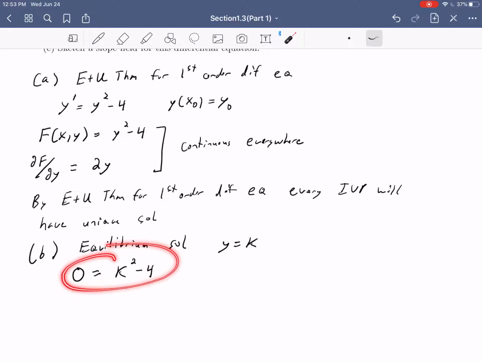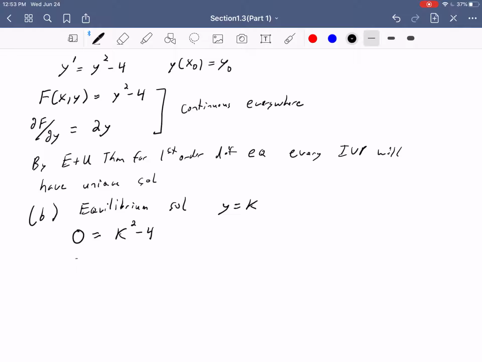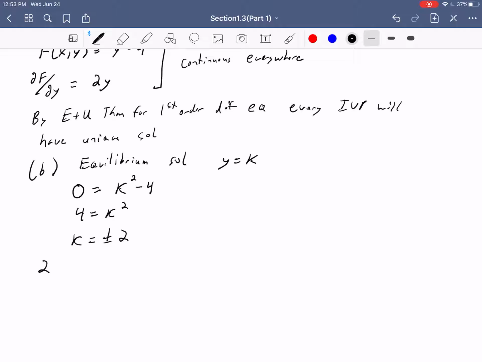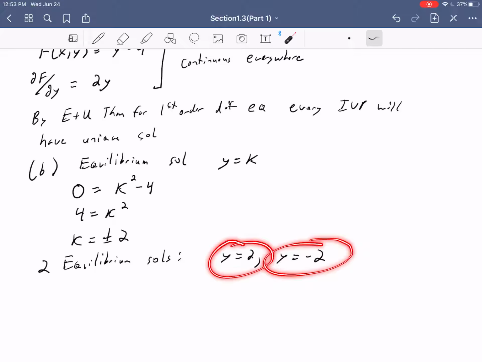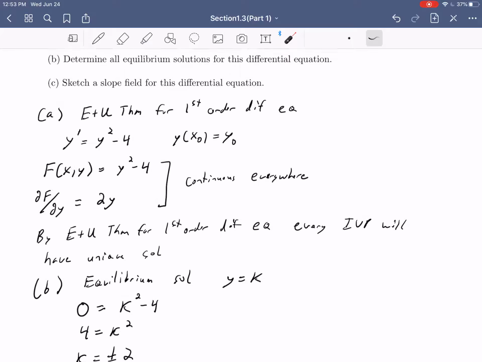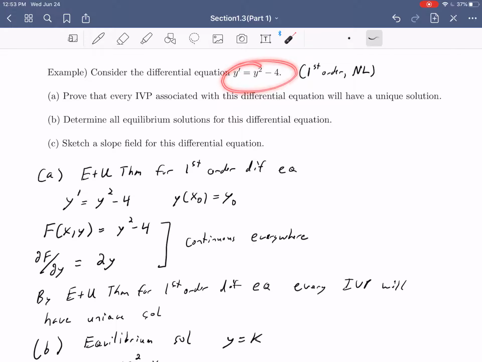Can we solve this? Is it going to have any solutions? Well, we would have 4 equals k squared, and k equals plus or minus 2. So we'd say that there are two equilibrium solutions, y equals 2 and y equals negative 2. So there are two constant functions, two horizontal lines, that are solution curves to our differential equation.